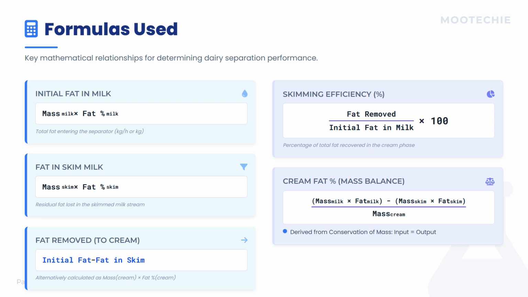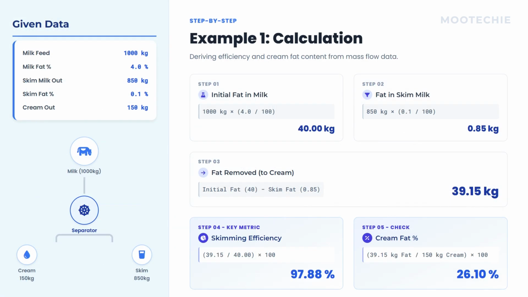Armed with these formulas, let's put them into practice with our first example. Here's our set of given data. We have a milk feed of 1,000 kilograms. The milk fat percentage is 4.0%. We get skim milk out weighing 850 kilograms with a skim fat percentage of 0.1%. And we produce cream out weighing 150 kilograms.